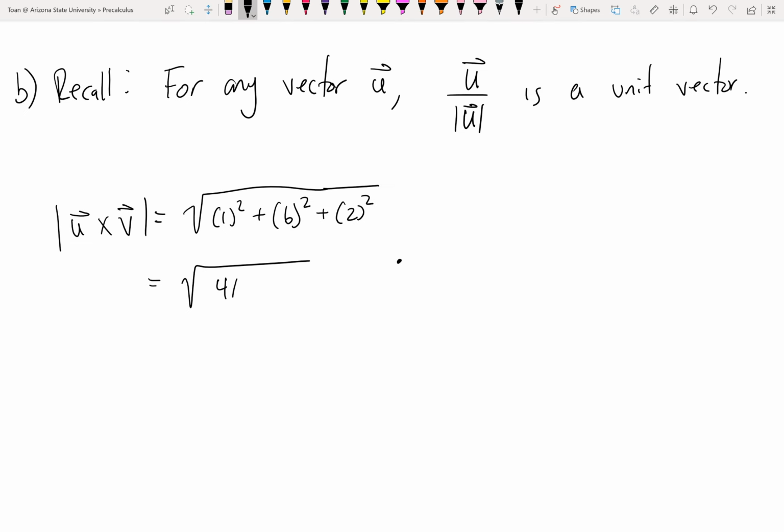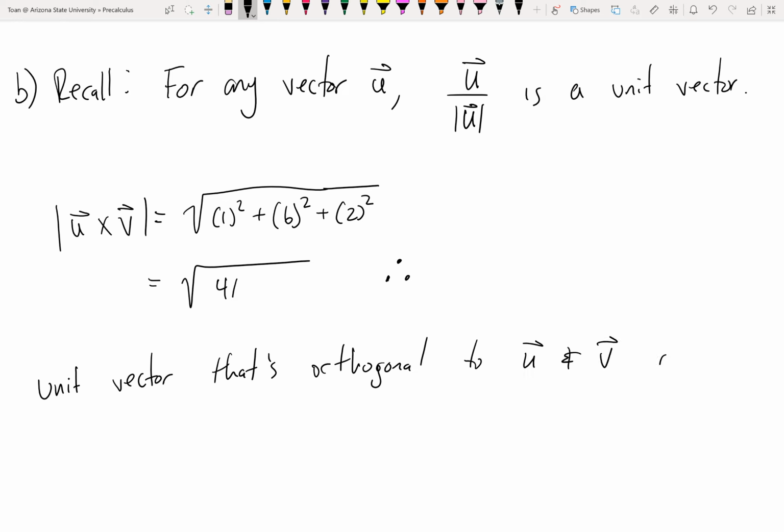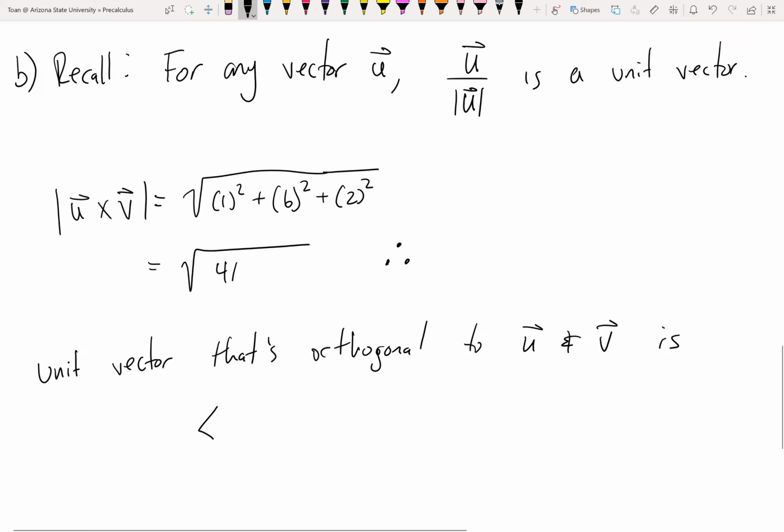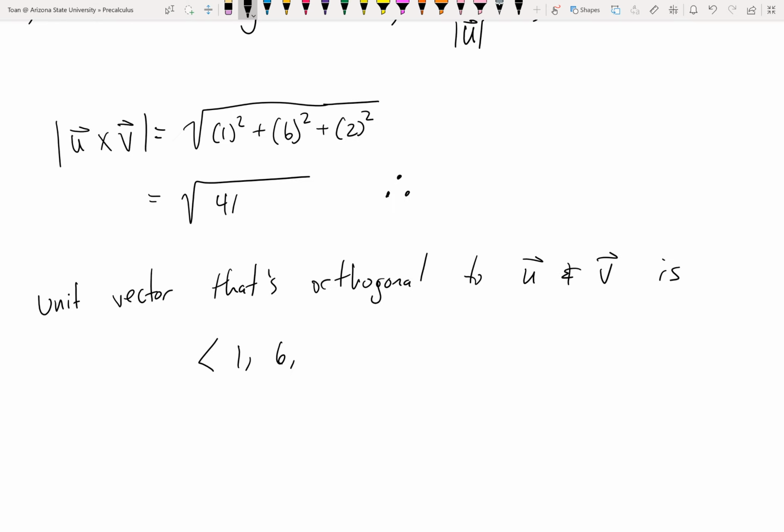So therefore, the unit vector that's orthogonal to vector u and vector v is, we'll use the angle bracket notation, <1, 6, 2> divided by the square root of 41, which equals, you just go ahead and divide each component by that radical, <1 over rad 41, 6 over rad 41, 2 over rad 41>.